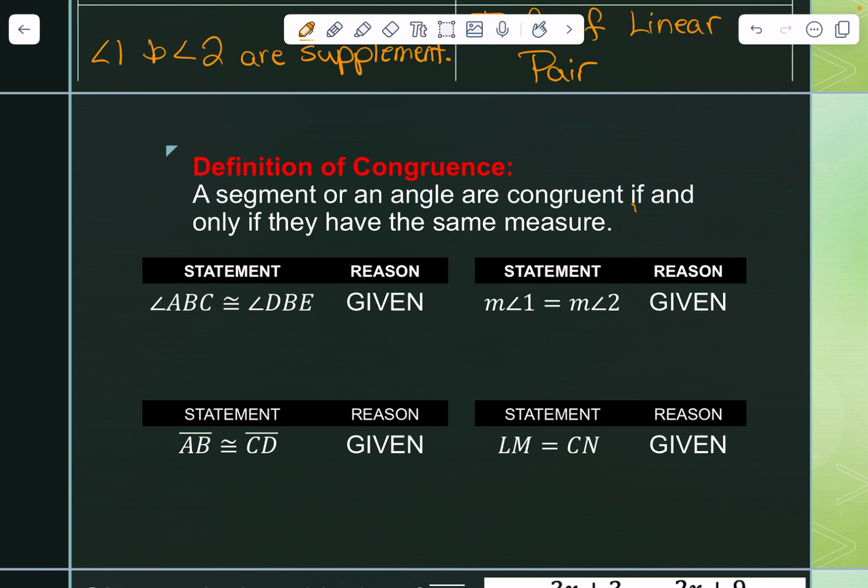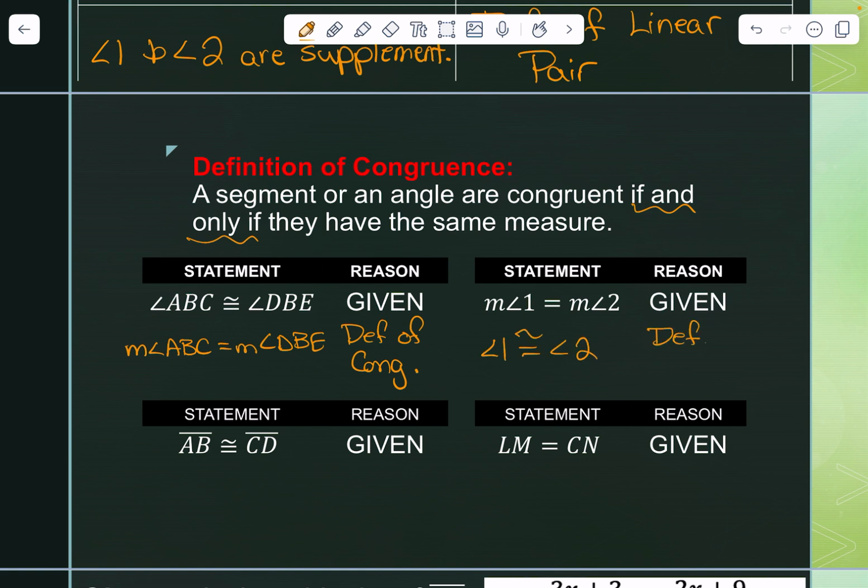Okay, definition of congruence. Now, this is a big deal. We use this a lot. The definition of congruence says a segment or an angle are congruent if and only if, again, that biconditional, they have the same measure, which means this can go forwards and backwards. It can go both directions. So if I'm told angle ABC is congruent to angle DBE, then I know that the measure of ABC is equal to the measure of DBE. And that is by definition of congruence.